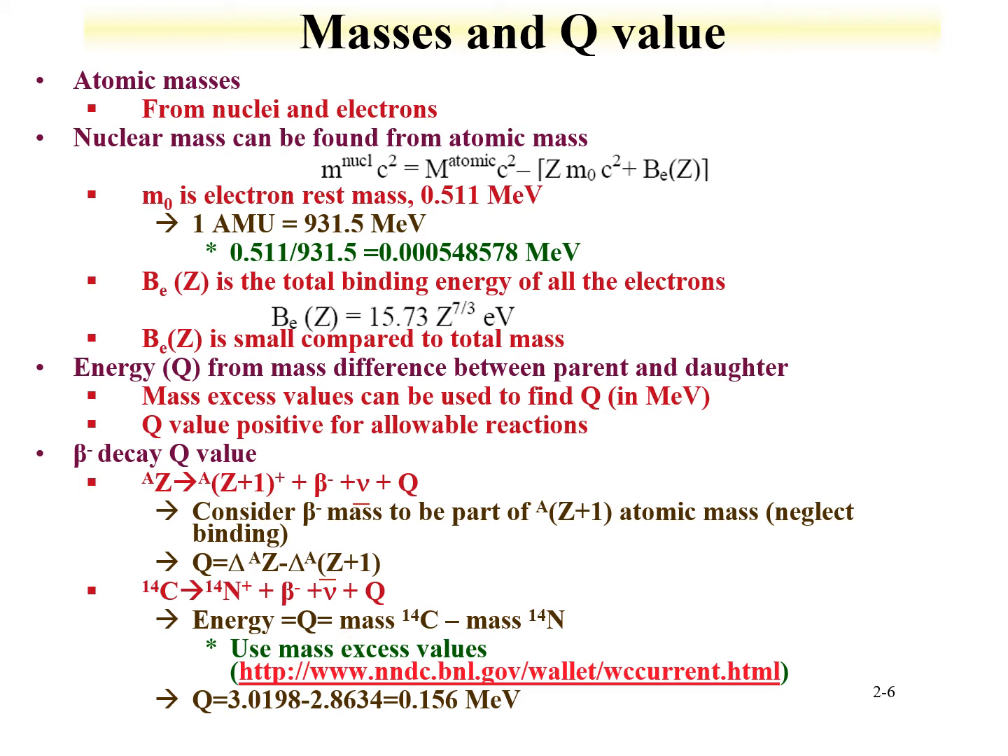We can look up mass excess values from this site, and we plug in those mass excess values, and we get 3.0198 minus 2.8634, which is equal to 0.156 MeV. These values are in MeV. So now we have a route for calculating energies for decays, and we've shown that we can calculate the Q value for the beta decay of carbon-14.